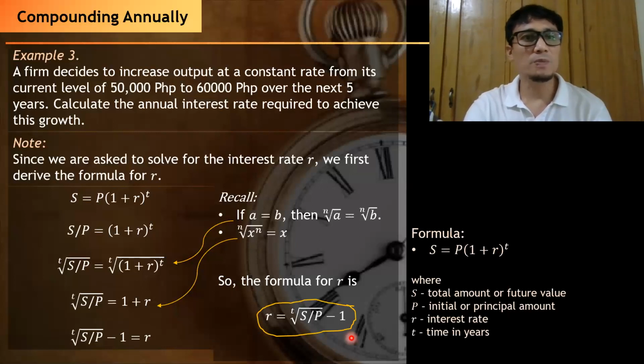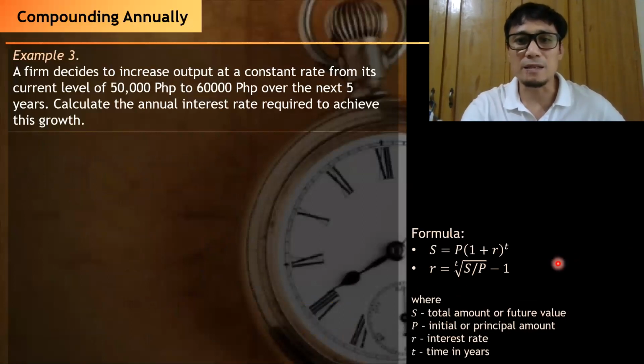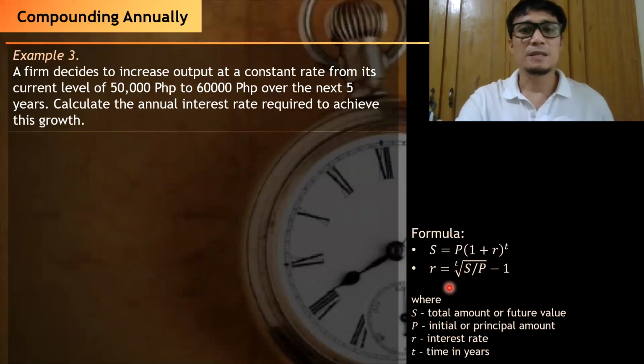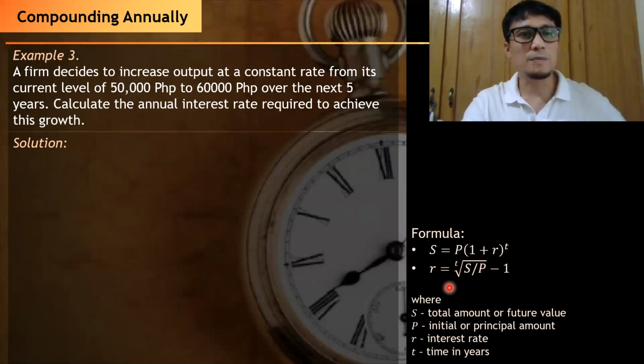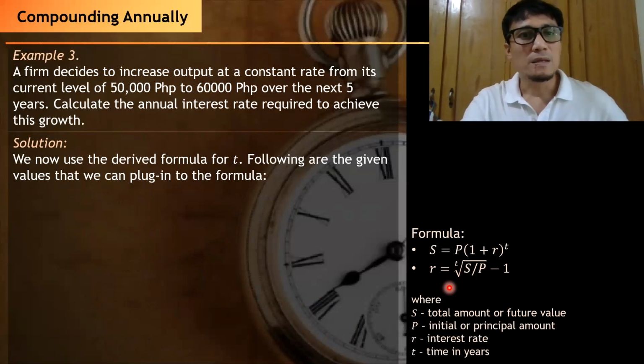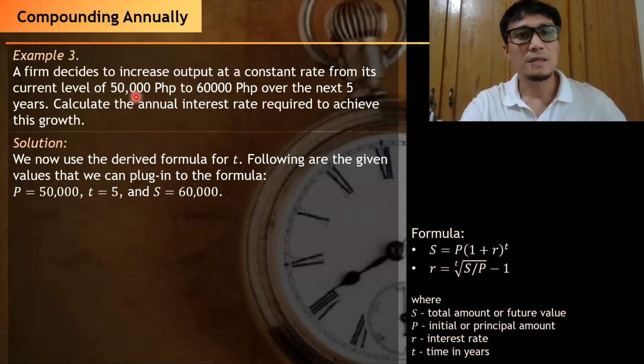Okay, so let's solve this problem now using the formula. I indicated the formula here. Again, having the formula, we need only to identify the given values from the problem. So your P is equal to 50,000. That's your initial amount, okay? And your S is equal to 60,000 because that's the amount we want to attain or achieve for the next 5 years. And your T is equal to 5, okay?